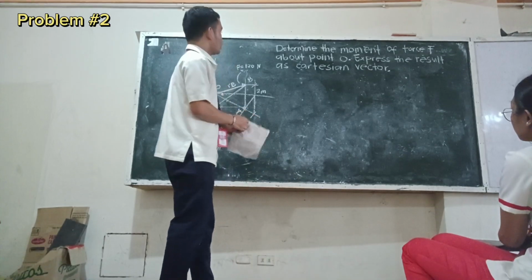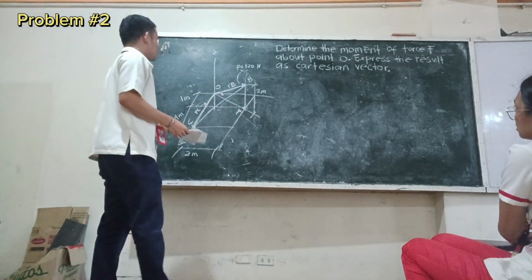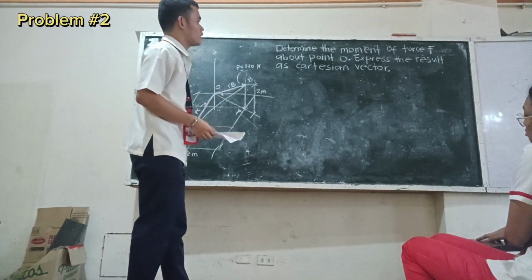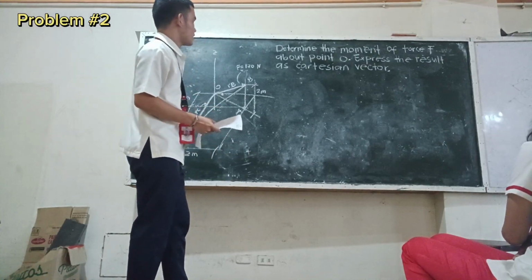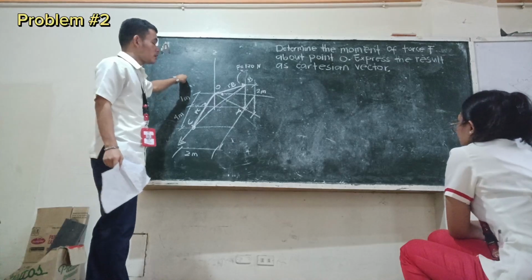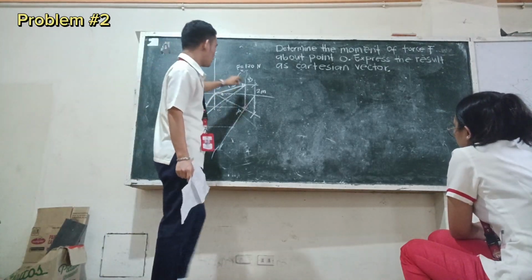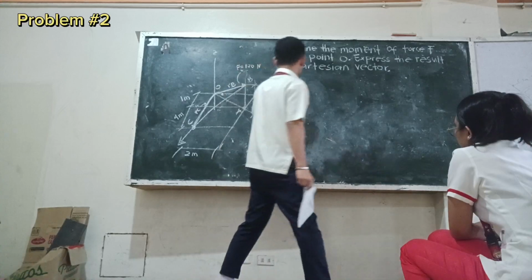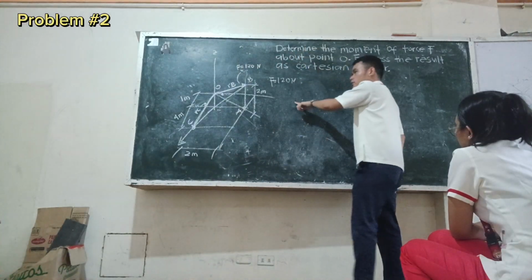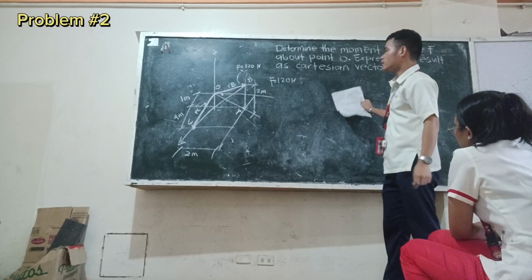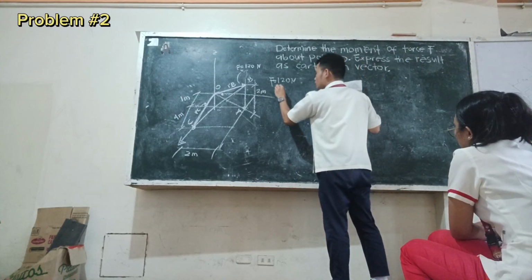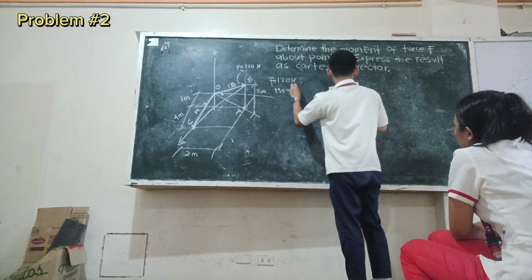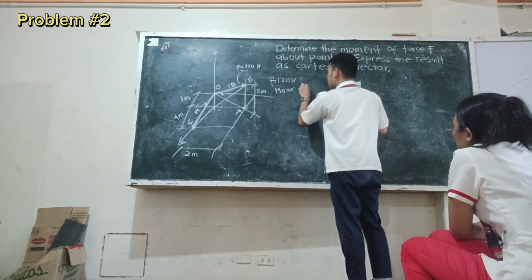Problem number 2, we have this problem. Determine the moment of force at point O. Express the result as a Cartesian vector. So in the given problem, the magnitude of F is equal to 120 newtons. And to solve for the moment O, we have this equation: moment O is equal to r times F.